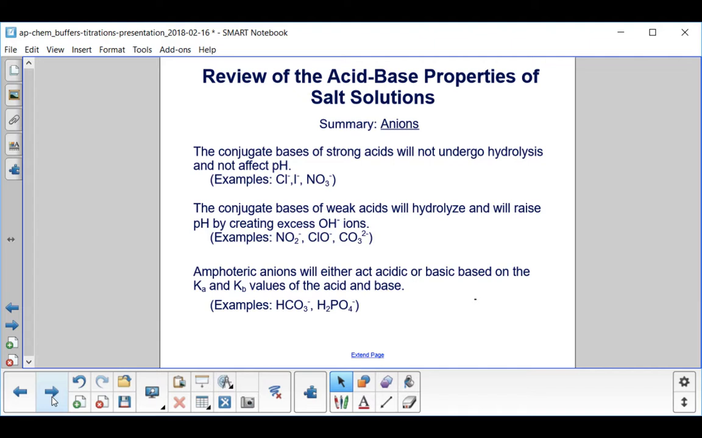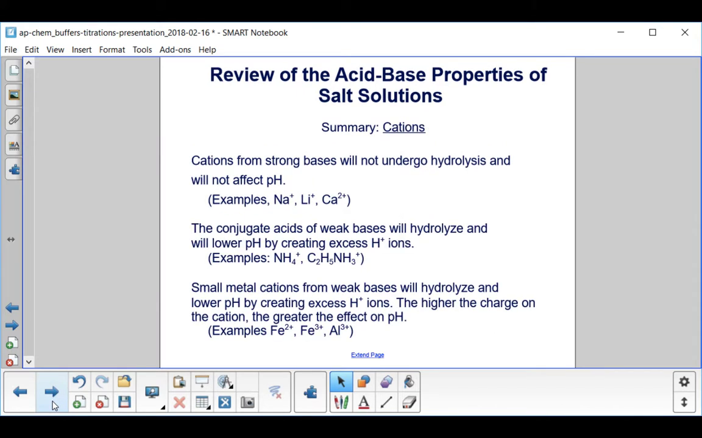Amphoteric anions, those that can act either as acids or bases, will act either acidic or basic based on the Ka and Kb values of the acid and base. So when those problems come up, we simply have to compare them.